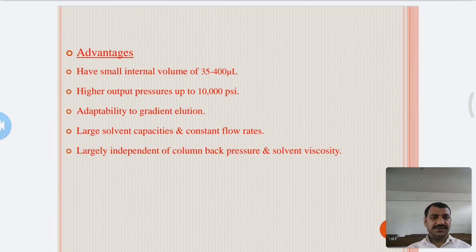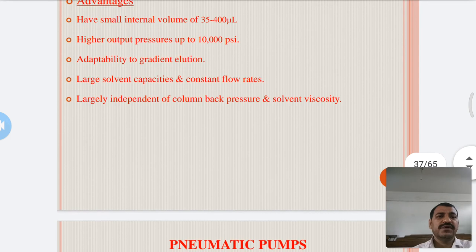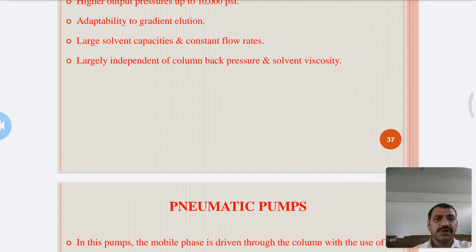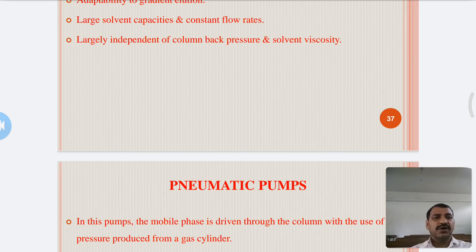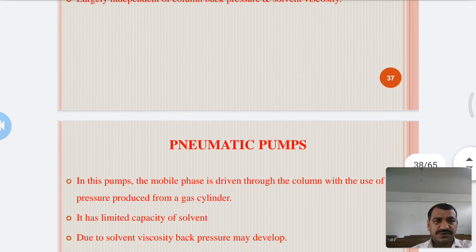So the advantages of this solvent flow pump: it has a small internal volume, near about 35 to 400 microliter, and maintains a high pressure output, near about 6000 psi or 414 bar. The adaptability is gradient elution, large solvent capacity and constant flow rate. Okay, so in this, constant flow rate is most important for our elution. This constant flow rate depends on the resolution of our components. So it is largely independent of column back pressure and solvent viscosity.